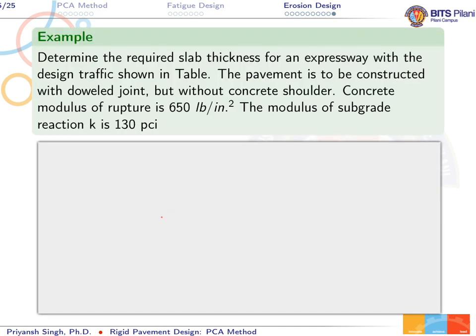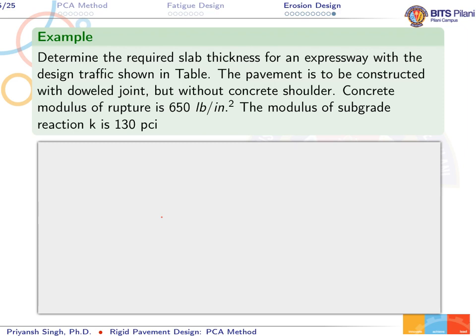Let's try to solve an example. Let's design a slab thickness for an expressway with a design traffic shown in the table. The table I put in the next slide. The pavement is to be constructed with dowel joints but without concrete shoulder.